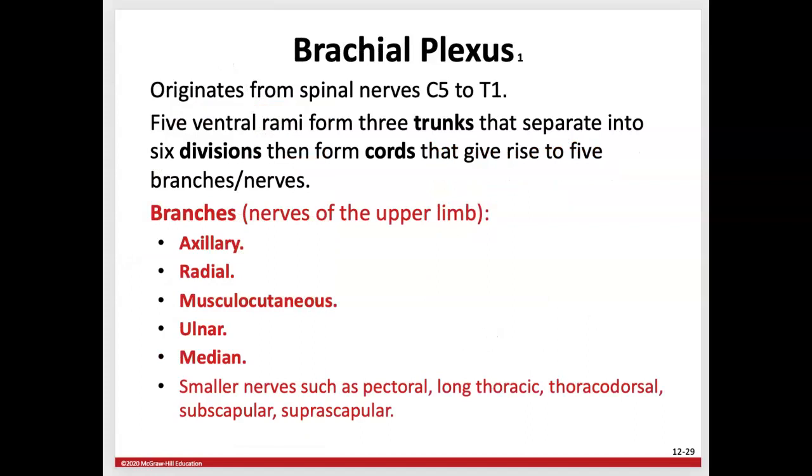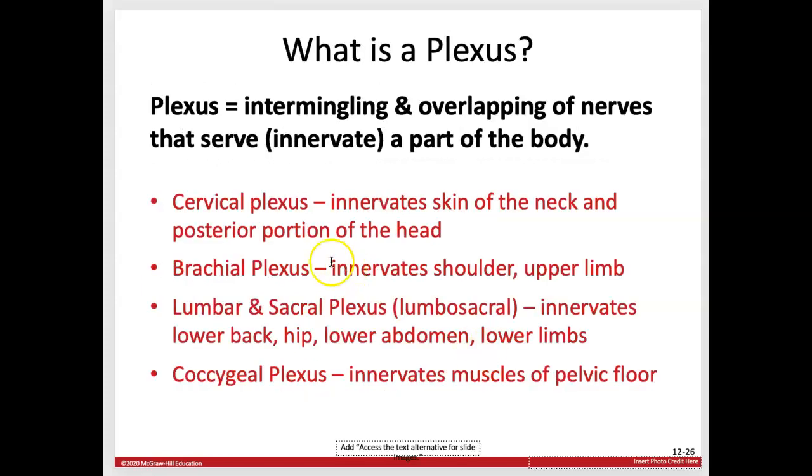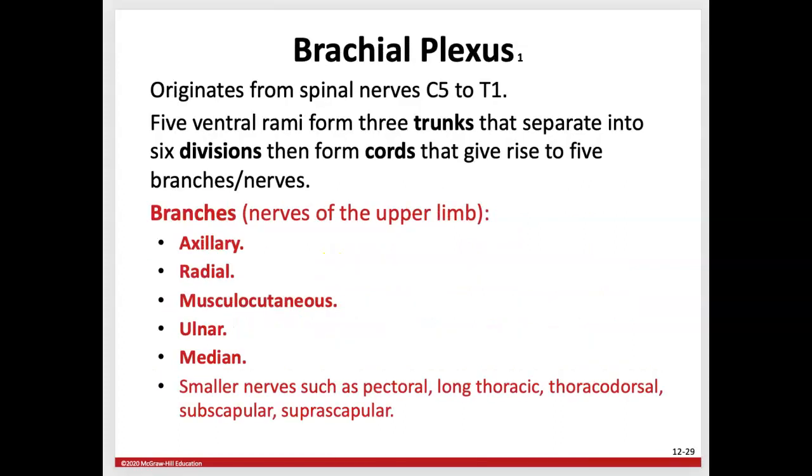All right, moving on to the brachial plexus. So the brachial plexus has a bunch of branches, and I'm not going to get too much into these branches other than to remind you that, and I thought I put this on here somewhere. Oh, I did. Yep. I'm sorry. You need to remember that the brachial plexus innervates the shoulder and upper limb. Okay, so let me pop back to there.